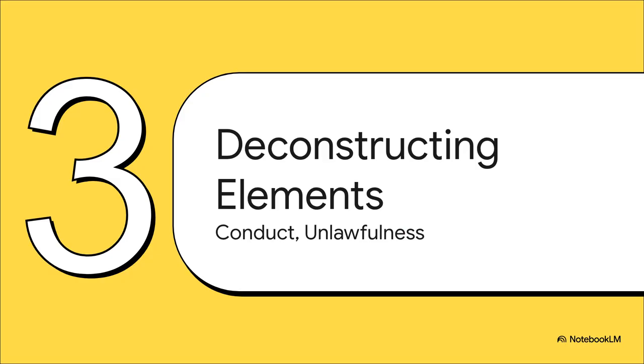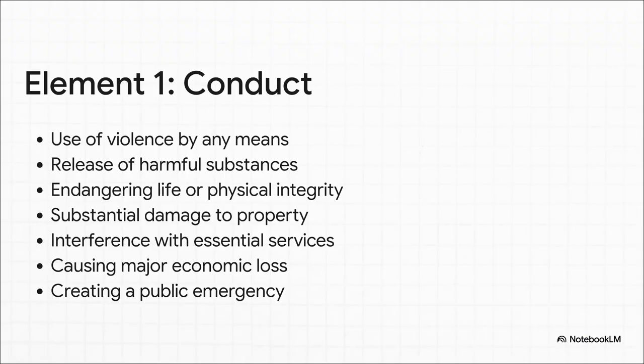All right, we have our recipe. Now, let's put on our legal hats and deconstruct each ingredient. We're going to do this by linking them back to those general principles we talked about earlier: conduct, unlawfulness, and culpability. So, first up is conduct. The definition here is incredibly broad on purpose. It covers the obvious stuff, violence and explosives, but it also includes things like releasing chemical agents, causing massive property damage, or, and this is super relevant today, interfering with essential services like the banking system or telecommunications. The law also makes it clear that this conduct can happen anywhere in the world, not just inside South Africa.